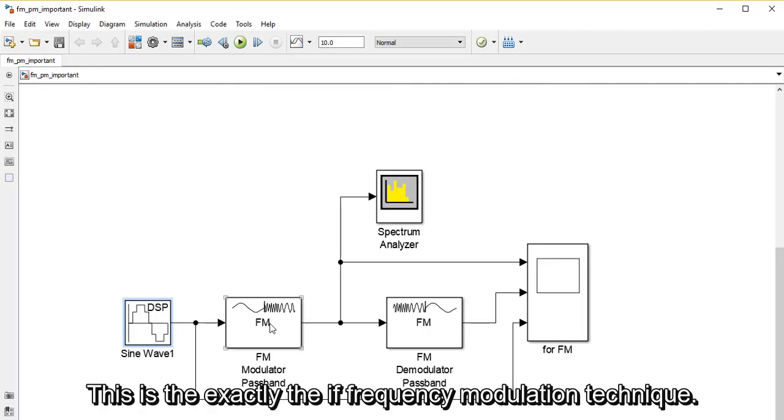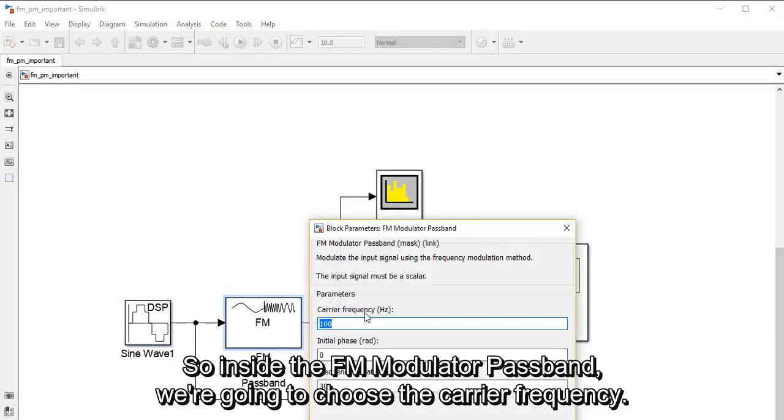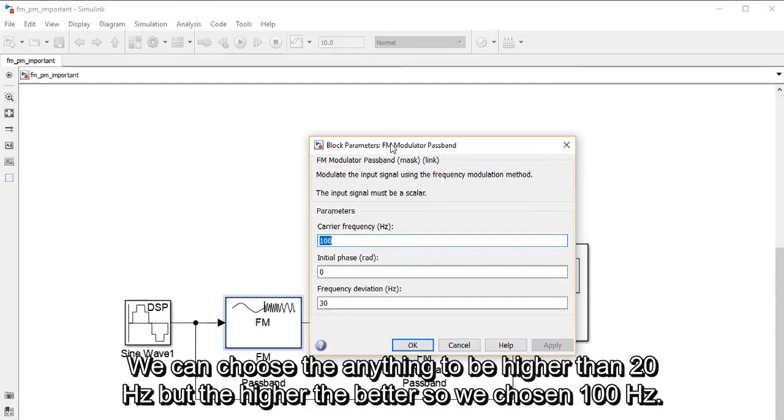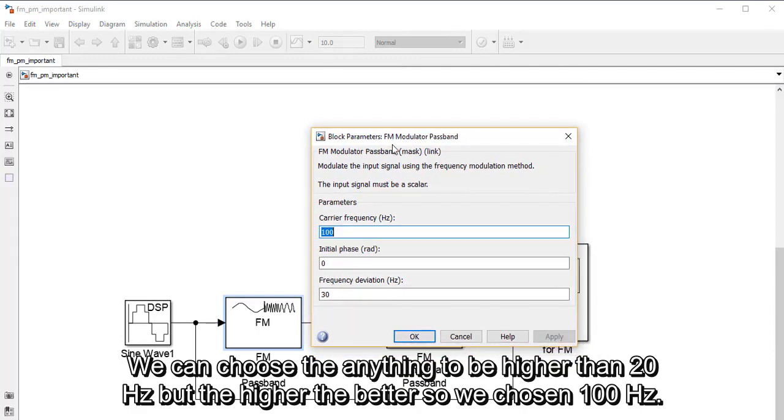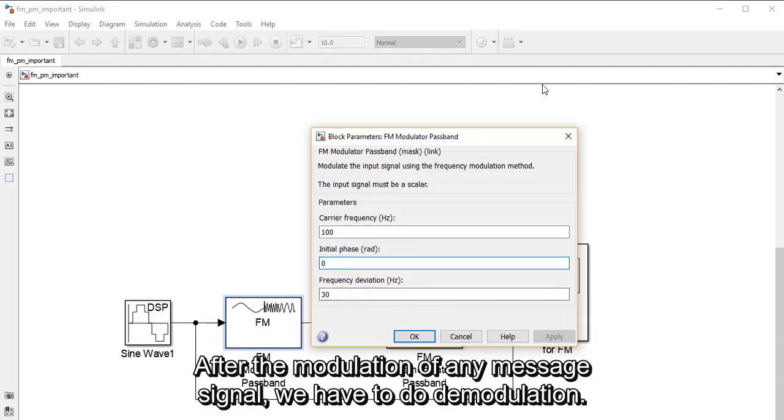This is exactly the frequency modulation technique. So inside the FM modulator passband, we're going to choose the carrier frequency. We can choose anything higher than 20 Hertz, but the higher the better. So we're choosing 100 Hertz. Our initial phase is 0, so this means that there will be no phase difference or no phase shifting, and my frequency deviation is going to be 30 Hertz.